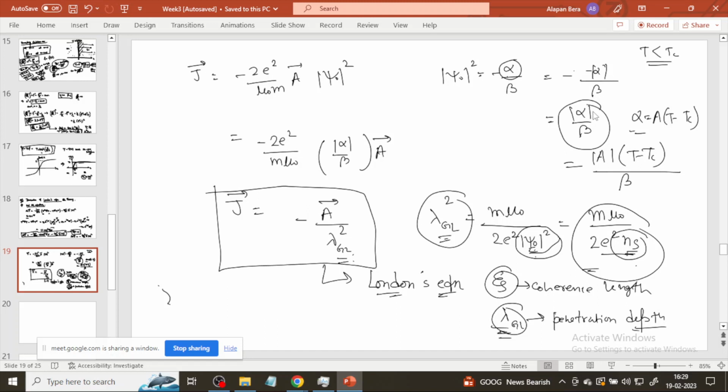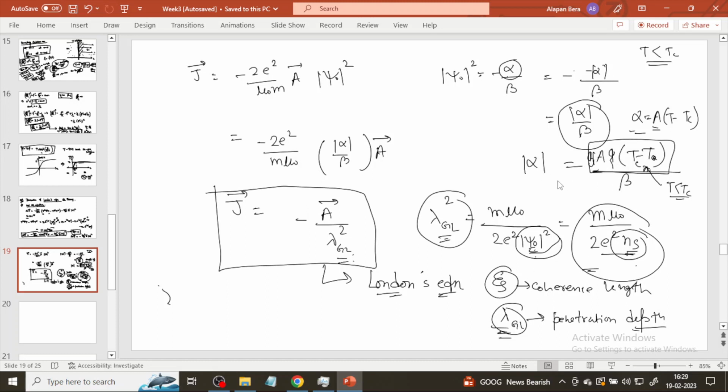So mod of alpha, this term is positive, so when you take mod of alpha, this basically becomes Tc minus T. Okay, so you can take it as Tc minus T, because this term has to be positive, and when T is less than Tc, this only becomes positive. Okay, so the mod of alpha is given by this.